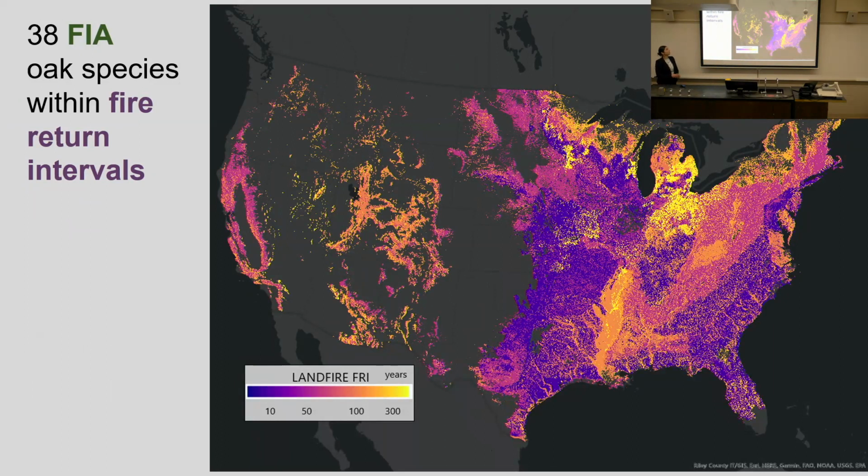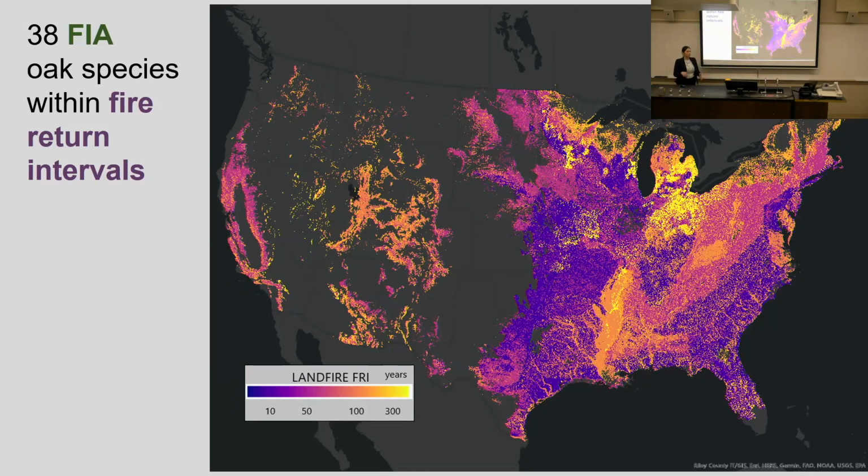So here are the 38 Forest Inventory Analysis species within those fire return intervals. So this is showing again that 1/3 study area where oaks make up at least 1/3, and we have the fire return interval, so the darker areas are where fire is happening more frequently, that return interval. As we get into warmer colors of orange to yellow, in that orange area, every 100 years, upwards to 300 years in the color yellow.